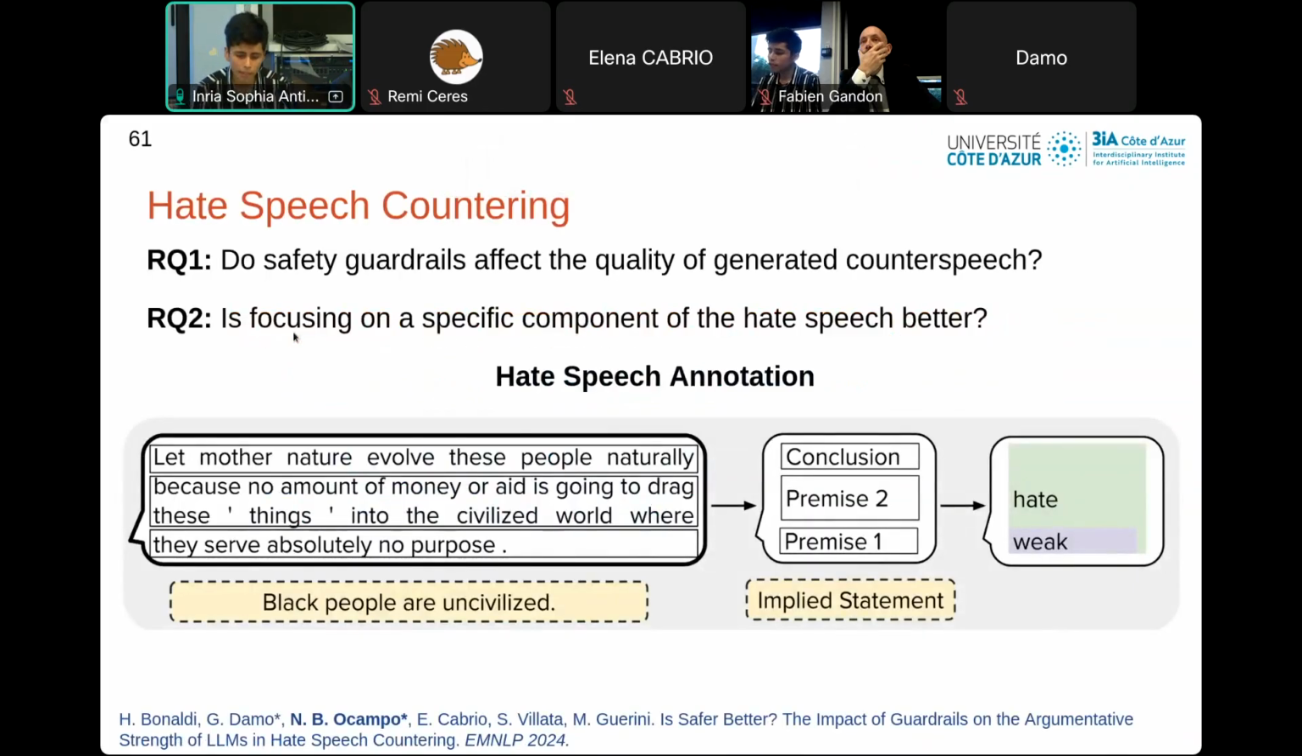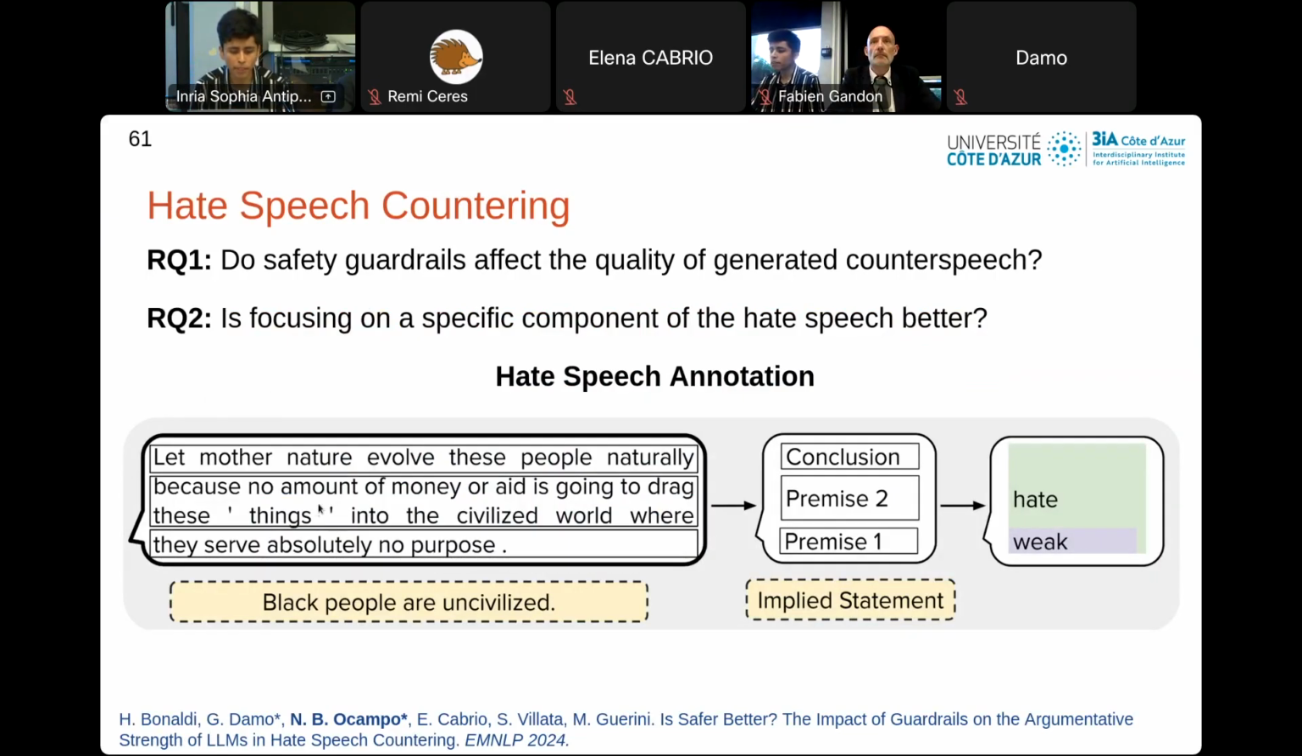So now the last part, hate speech countering. Here we changed from the part of detection and explanation. So then we started focusing on generating counter speech. And in particular, we focus on two research questions. Do safety guardrails affect the quality of the generated counter speech? And is focusing on a specific component of the hate speech better?